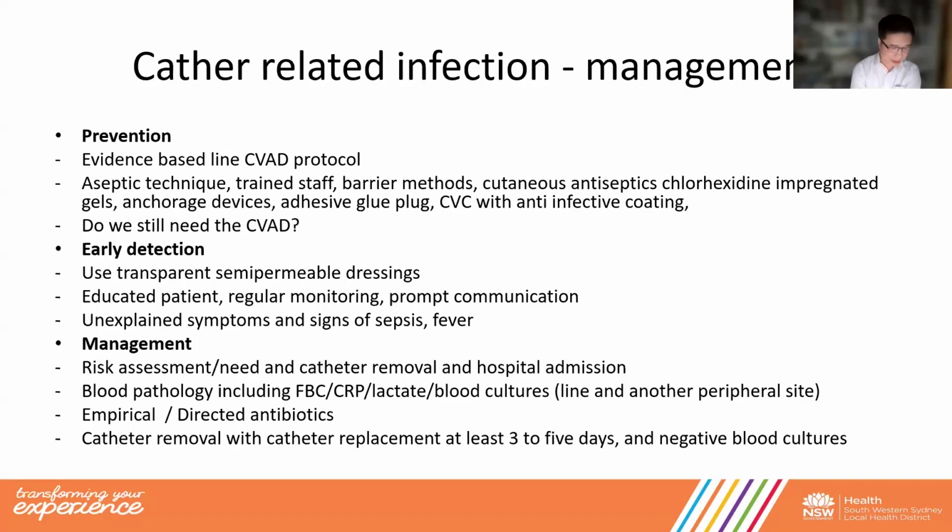Close monitoring is essential to detect any potential complications, and with that, we need an educated and involved patient. When infection is suspected, prompt management following sepsis protocol is required. This may include an acute assessment and a risk assessment of whether the patient needs hospital admission, blood pathology and cultures, and in most cases, parenteral antibiotics and catheter removal. If long-term venous access is still required, venous access can be via PIVC until it's safe to replace a central line.